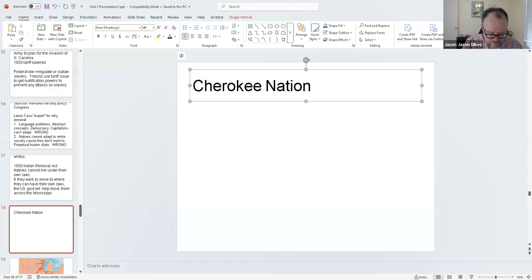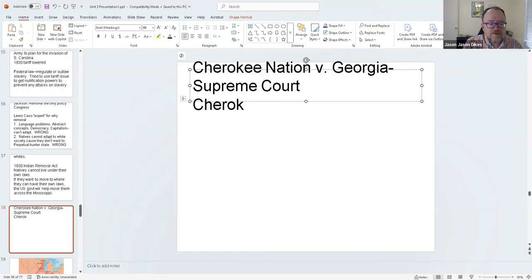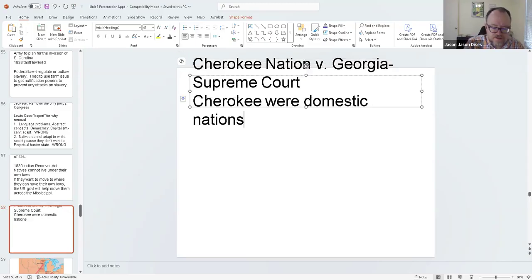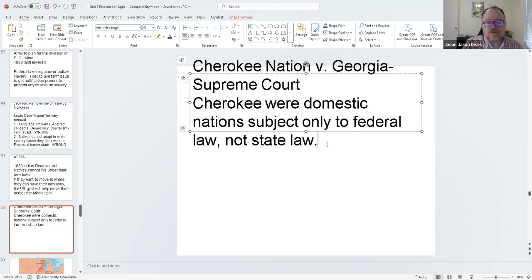Cherokee Nation v. Georgia, one of them. This made it all the way up to the Supreme Court. And the Supreme Court ruled in favor of the Cherokee. It said that the Cherokee, and in fact, all Native Americans, were domestic nations subject only to federal law, not state law. Okay? So it actually ruled in favor of what the Cherokee had been doing.